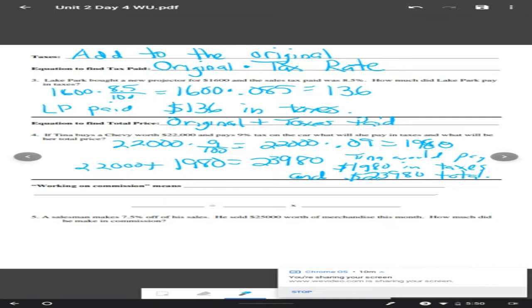All right. And then the last portion of your homework tonight is commission. Now, that's something that you might have run into in your life, or you're going to get a job that pays you based on commission. The easiest one that I can think of is either a car salesman or a realtor. If they sell a car or sell a house, they are paid a percent of how much the house is worth or the car is worth.